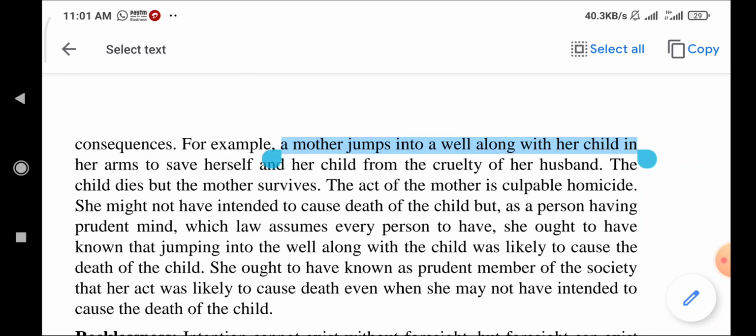You can see illustration number 1. A lays sticks and turf over a pit with the intention of thereby causing death, or with the knowledge that death is likely to be thereby caused. Z, believing the ground to be firm, treads on it, falls in and is killed. A has committed the offense of culpable homicide. Now the second illustration.